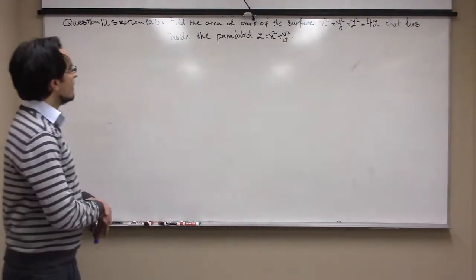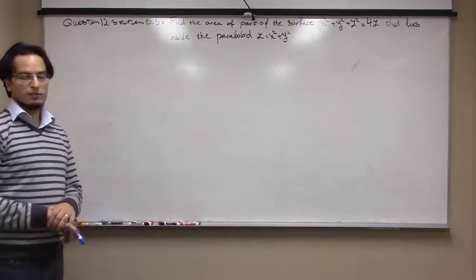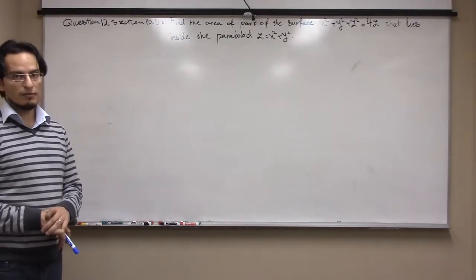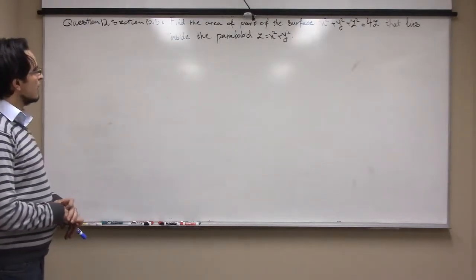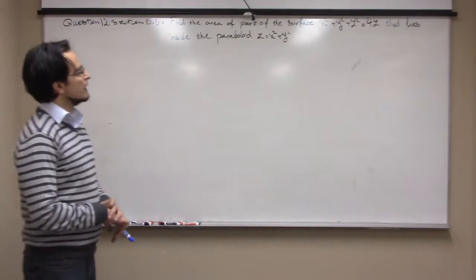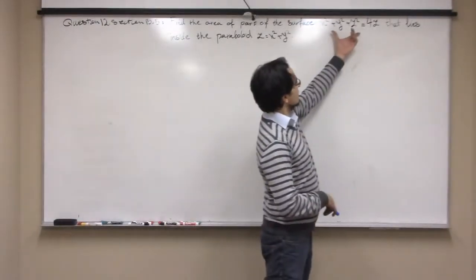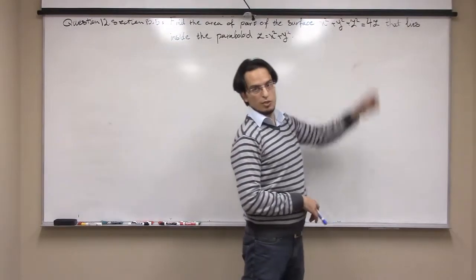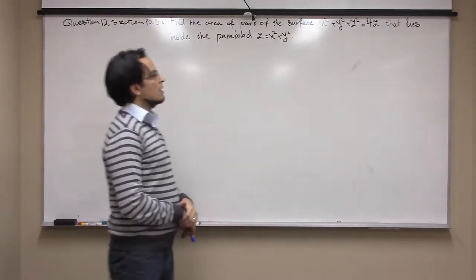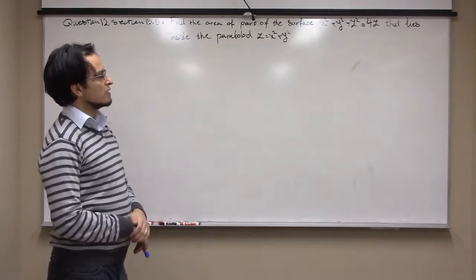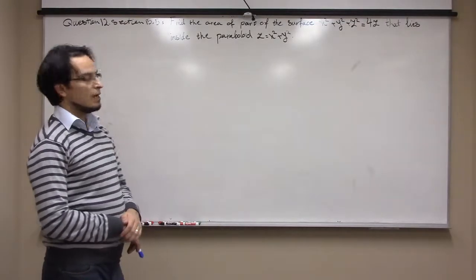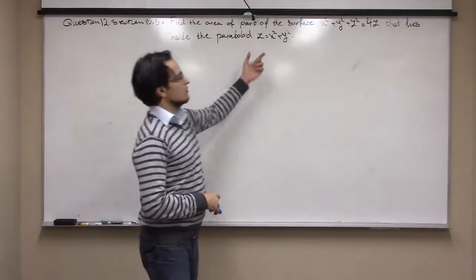Hello, I'm back this time with a question from section 15.5, question number 12, which asks to find the surface area of the part of the sphere given by the equation x squared plus y squared plus z squared equals 4z that lies inside this paraboloid given by this equation.